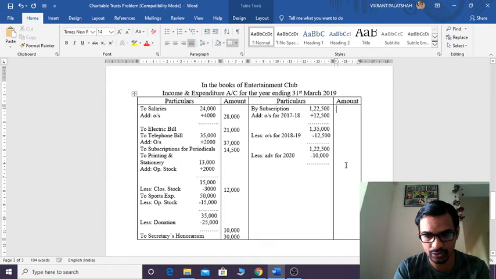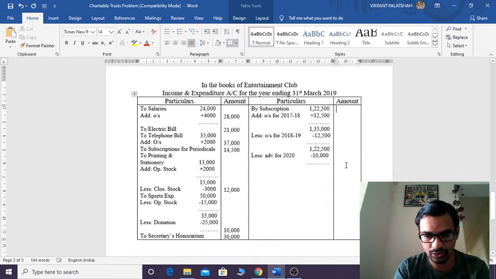After the subscription, what is given next? That is sale of furniture, and it is how much? 10,000 is the sale value. Now it is what? It is a capital receipt, and a capital receipt is never recorded under the income and expenditure account. That we have to record under the balance sheet. But what is mentioned in the bracket is most important for us: the book value, rupees 8,000. The furniture that we sold for rupees 10,000, the book value of that furniture is how much?